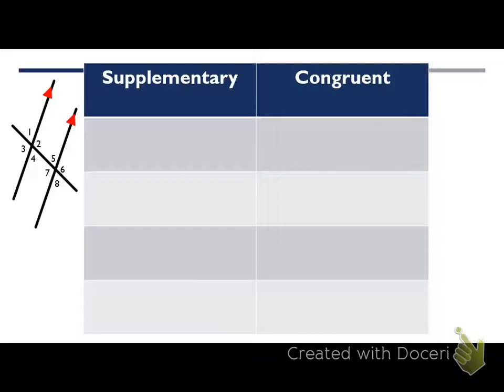Some of them are supplementary. Some of them are congruent. How many of them were supplementary? Do we remember? 2 of them are supplementary, and then how many of them were congruent? There were 6 total. So how many were congruent? 4. It's okay. So we're going to name them.